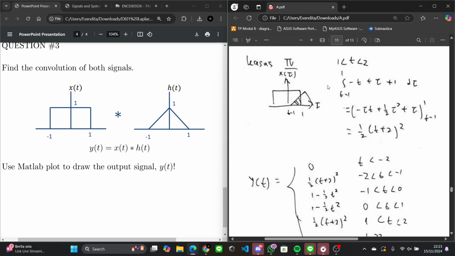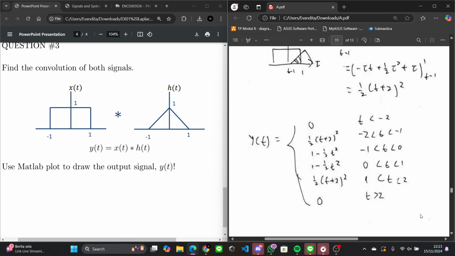And another case is where only the left side is still in the rectangle, and this is the integration, and this is the function result.